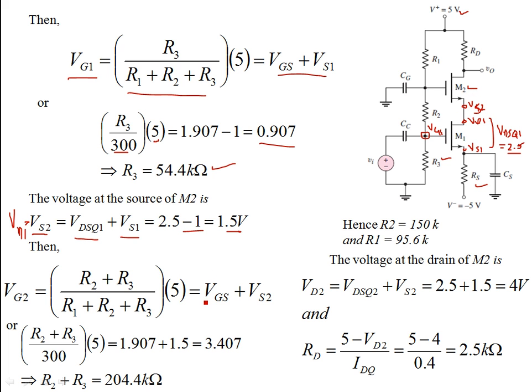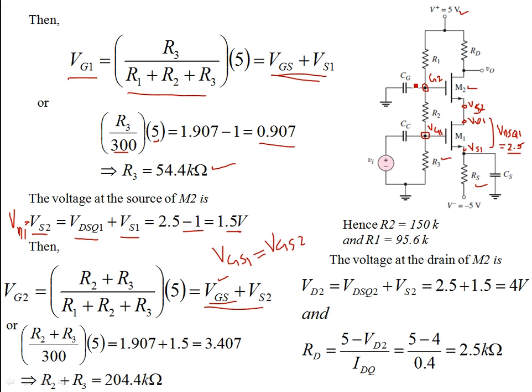Then similarly, we know what VGS is. VGS1 is VGS2, because the current is the same and the transistors are identical, so we are going to use the same information to find the gate voltage at the MOSFET M2. To find that, once again, we have a very similar expression over here, and we find the gate voltage for the M2 transistor. Okay, this is the gate voltage.